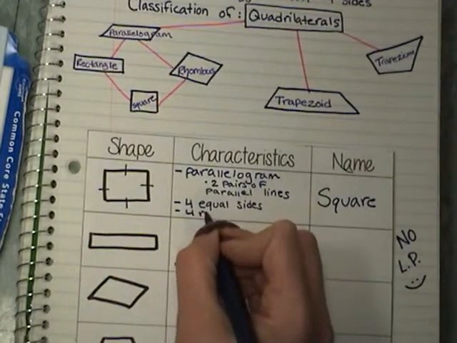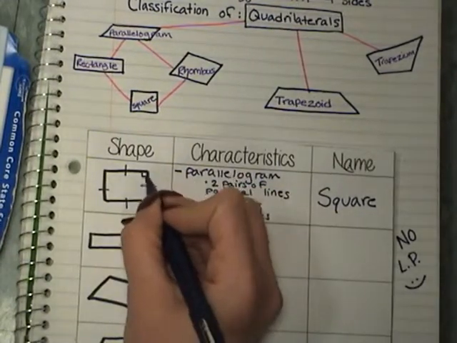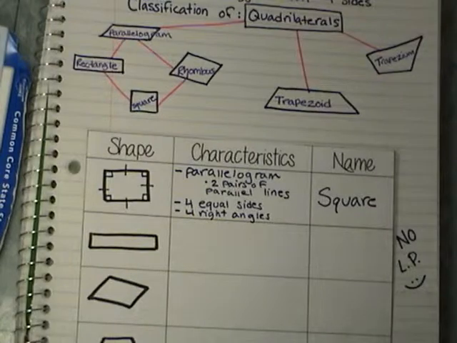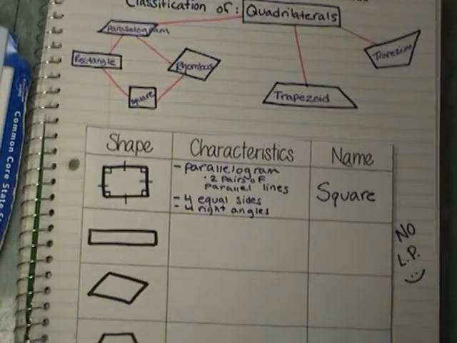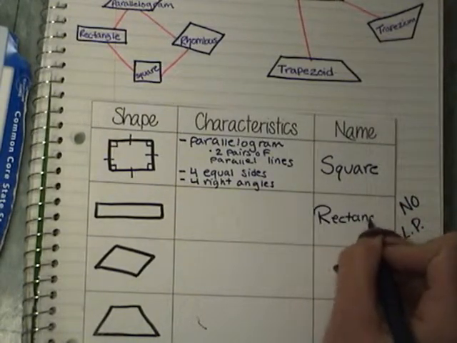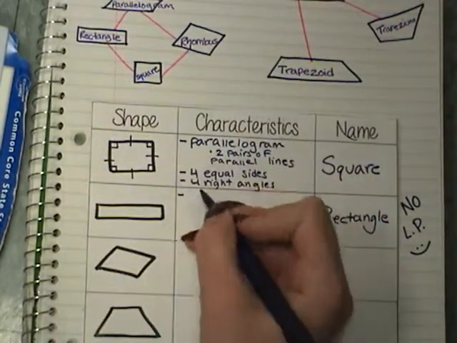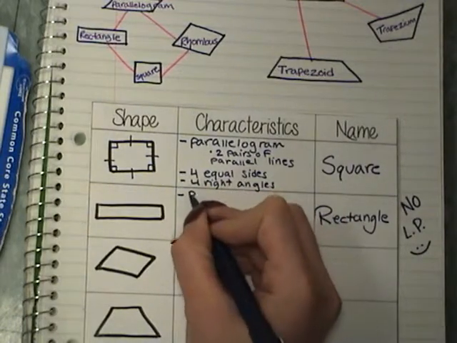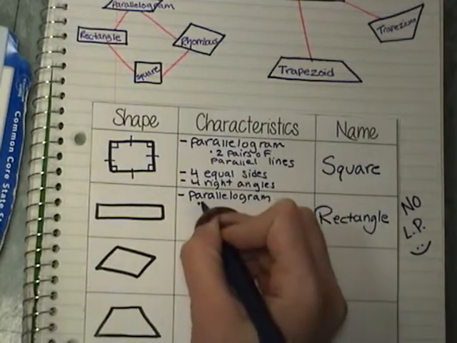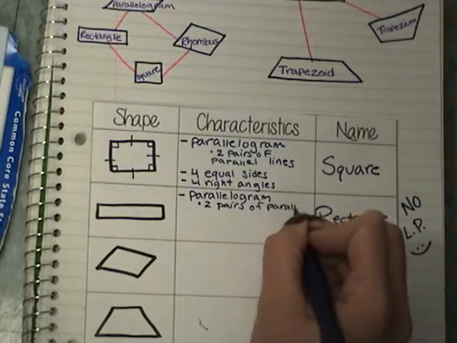And four right angles. So I'm going to draw my little squares in the corners here, meaning that they're 90 degrees and all four of them are right angles. Alright, the next one you probably know as well, and that's going to be your rectangle. This is also a parallelogram underneath the category up here. It has two pairs of parallel lines, so write that down.